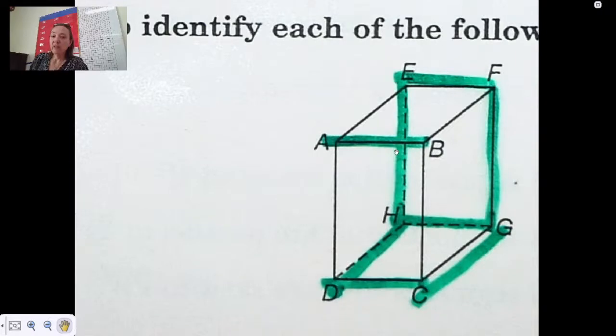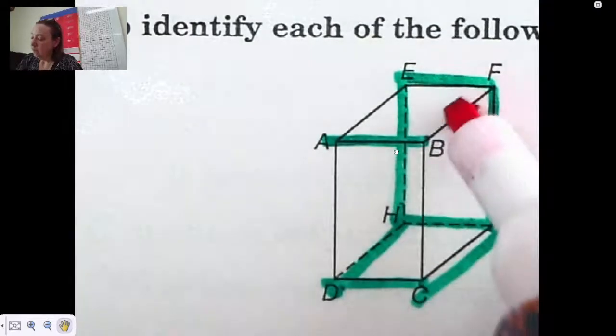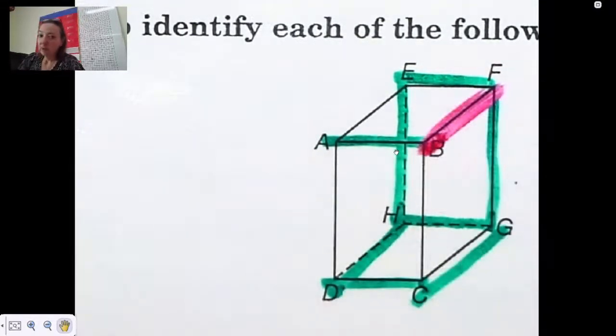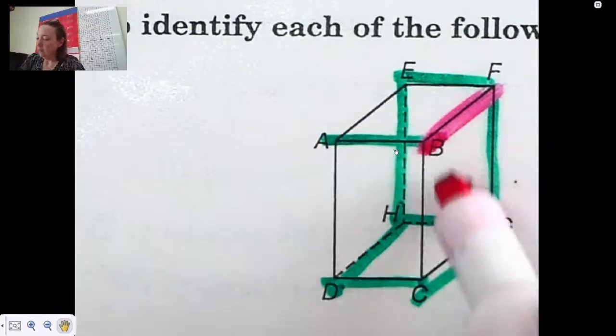Does BF intersect GH? No. Is it parallel? Yes. HG and BF. I think so. Yeah. BF, right? And that one right there.